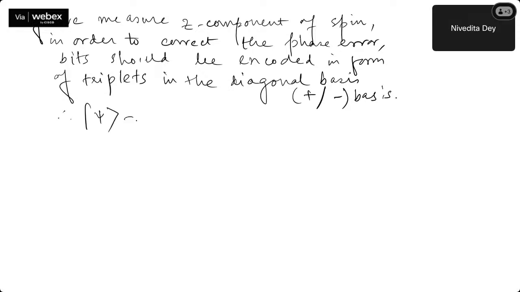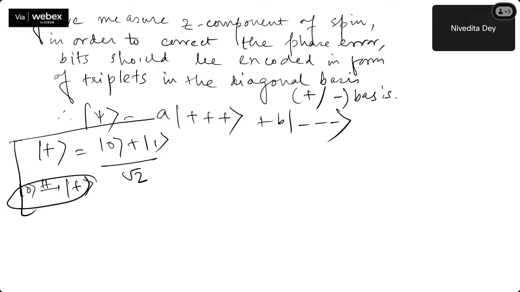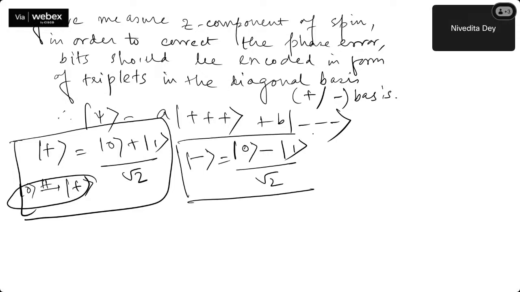Okay. Therefore, your psi will be written as A|+++> plus B|--->. What is the meaning of plus? The meaning of plus is nothing but (|0> + |1>) by root 2. So 0 on Hadamard gives you the plus. From that logic, I'm just writing it. Similarly, your minus is nothing but (|0> - |1>) by root 2. So it will be A|+++> plus B|--->, where each plus and minus represents (|0> + |1>) by root 2 and (|0> - |1>) by root 2.